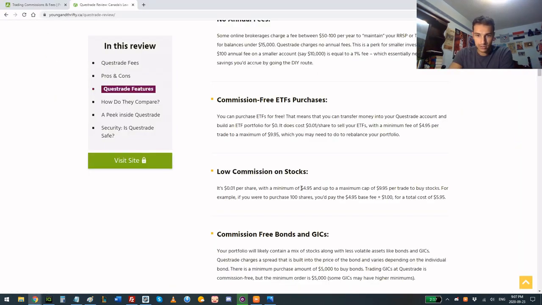The way their commission works is there's a $4.95 base fee, and then it's 1 cent per share. So you pay the $4.95 fee, and then if you were to buy, for instance, 100 shares, it would be 1 cent a share, so it would be $1, and then your total cost would be $5.95. And if you're buying U.S. stocks, it would be $5.95 U.S., and if you're buying Canadian stocks, it would be $5.95 in Canadian dollars. And that's with both buying and selling stocks. With ETFs, you buy them for free, but it costs 1 cent a share when you sell them, with a minimum of $4.95 per trade to a maximum of $9.95.